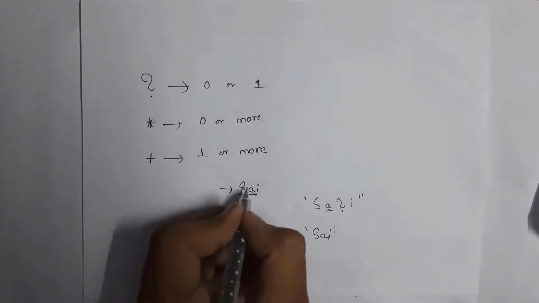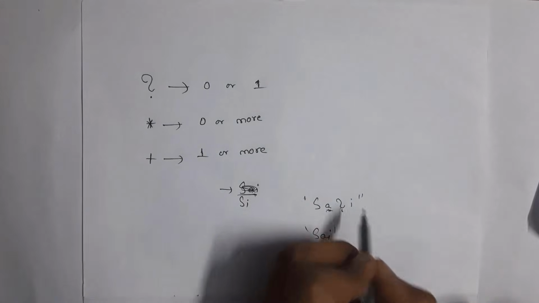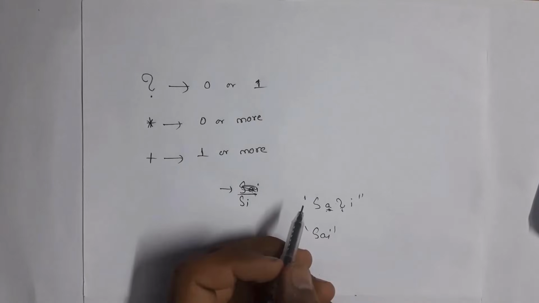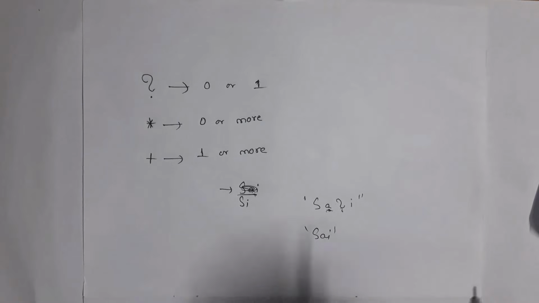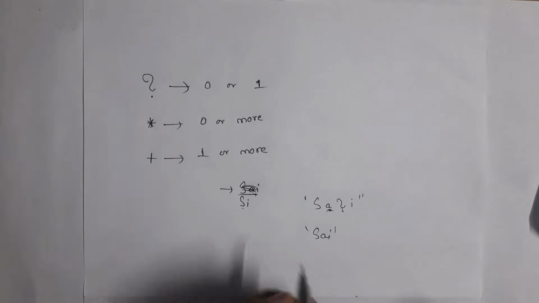And for example, my string contains SI. This is the pattern which I applied, that is S A question mark I. Question mark means 0 or 1 occurrence. If the string contains A once, I will get output. And if this string does not contain A, I will get output. Even if this A is not available in my string, I will get output. So I will get output SI.